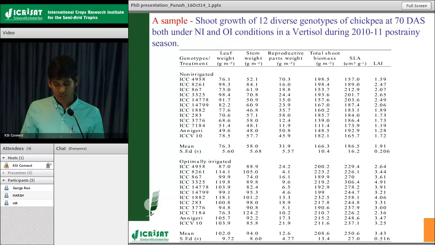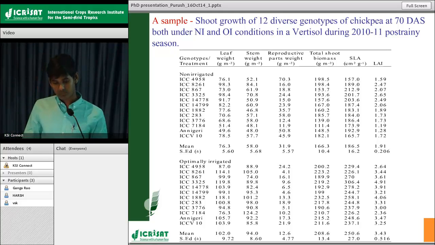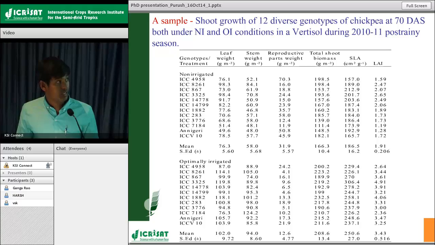Likewise, we have shoot data, which is clearly focused on shoot biomass production, SLA and LAI. The different components of shoot biomass were quantitatively calculated, and then the SLA and LAI for all the genotypes. Likewise, canopy proportion and canopy temperature were also measured for those 12 genotypes.